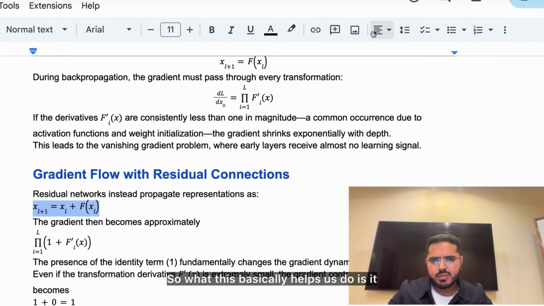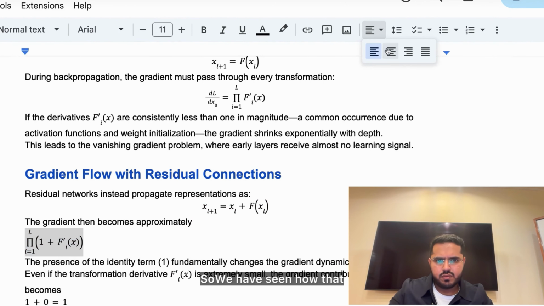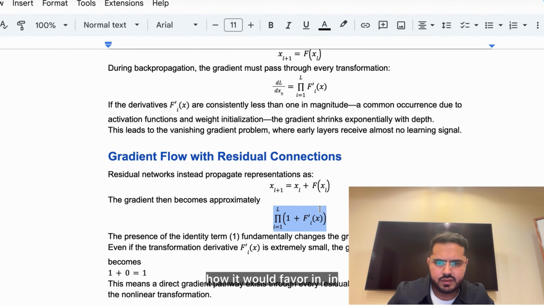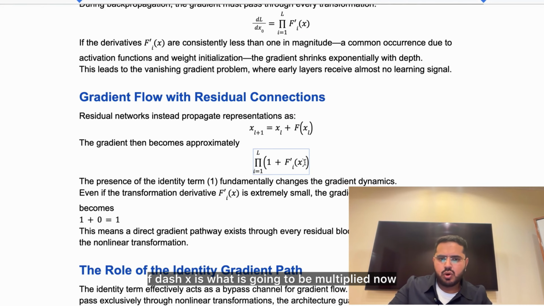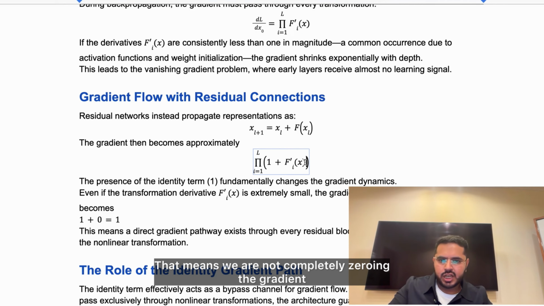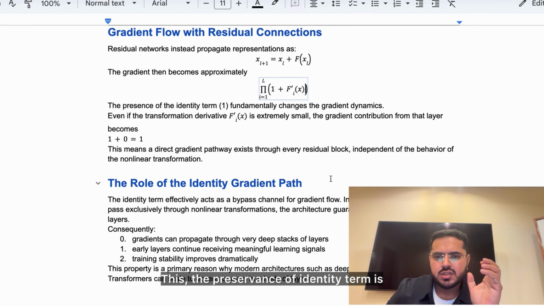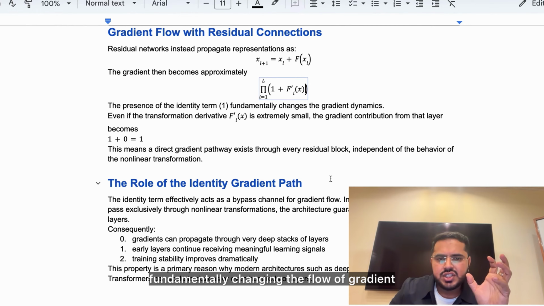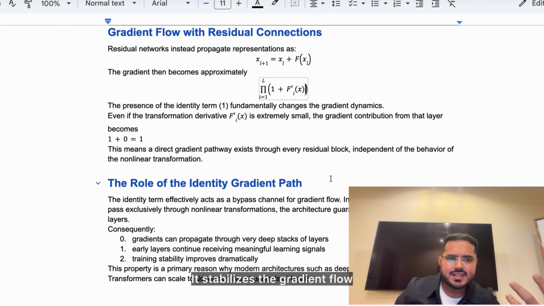What this basically helps us do is take in x together with f of x. We have seen how it would favor backpropagation. So 1 plus f dash x is what is going to be multiplied now. That means we are not completely zeroing the gradient. The preservation of the identity term is fundamentally changing the flow of gradient. That's why we also say that it stabilizes the overall training, it stabilizes the gradient flow.